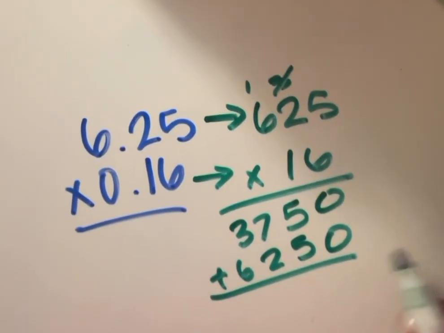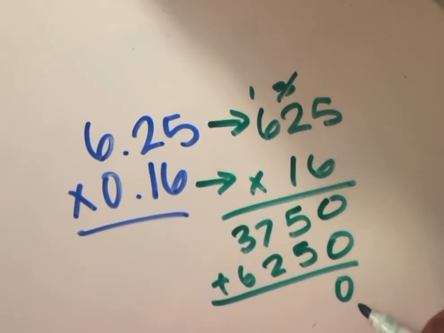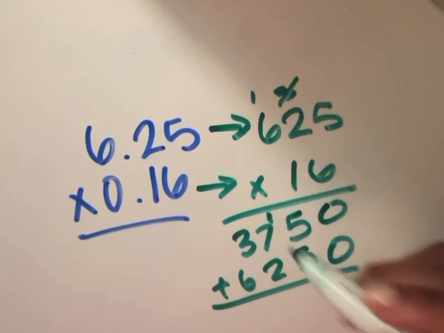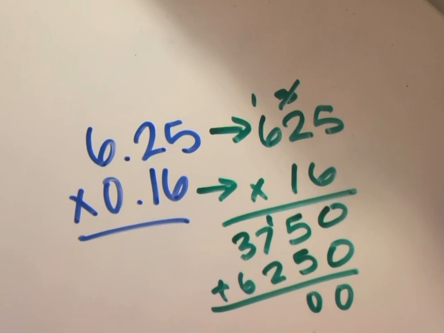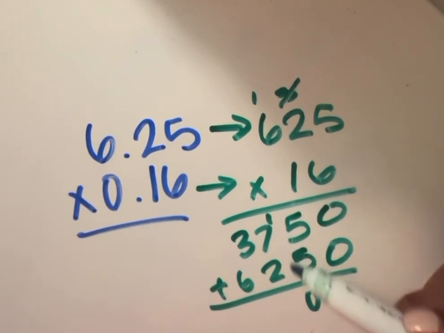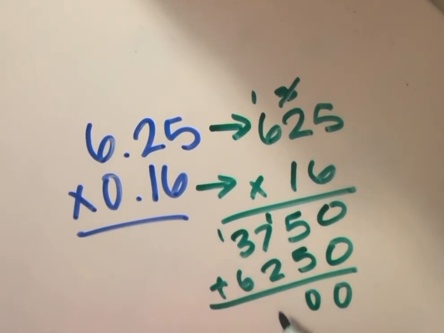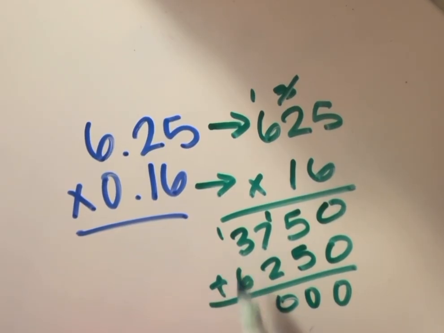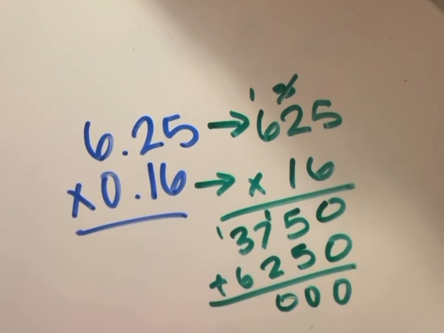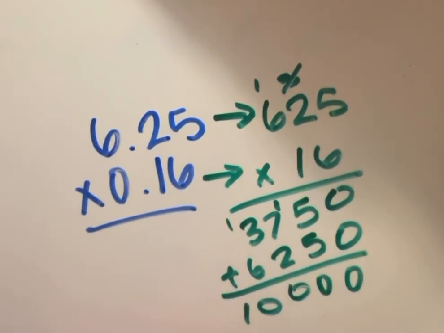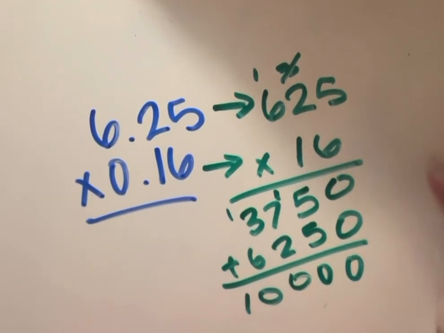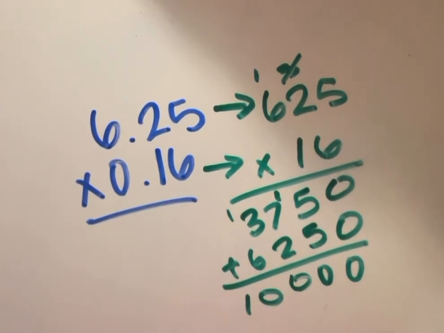Then we're going to add everything down here. 0 plus 0 is 0, 5 plus 5 is 10, and then we have 1 plus 7 plus 2. So 1 plus 7 is 8, and then 8 plus 2 is 10. And then lastly, we have 1 plus 3 plus 6. So 1 plus 3 is 4, 4 plus 6 is 10. So we have 10,000. Well, that is not our final answer. So this is what we have, the product of 625 times 16.